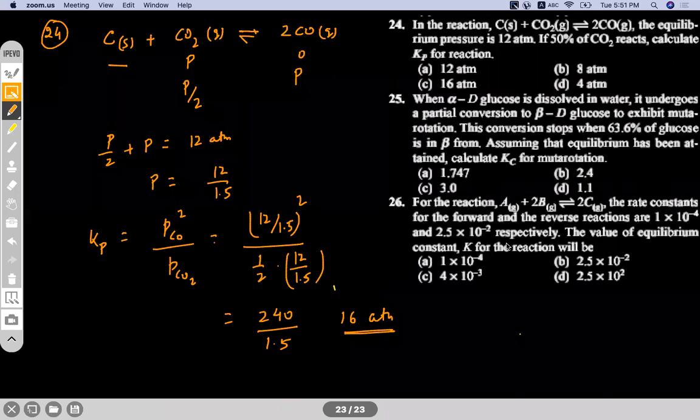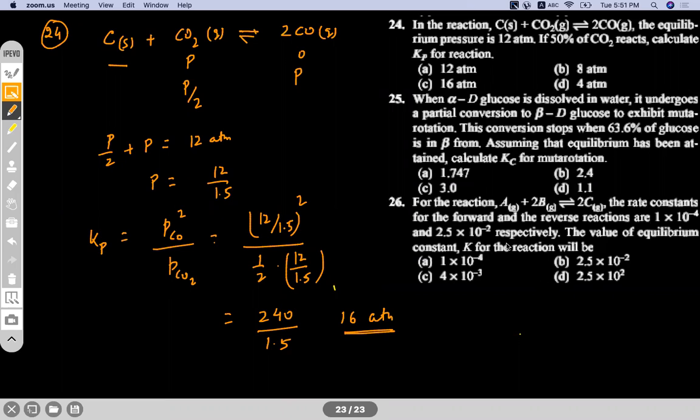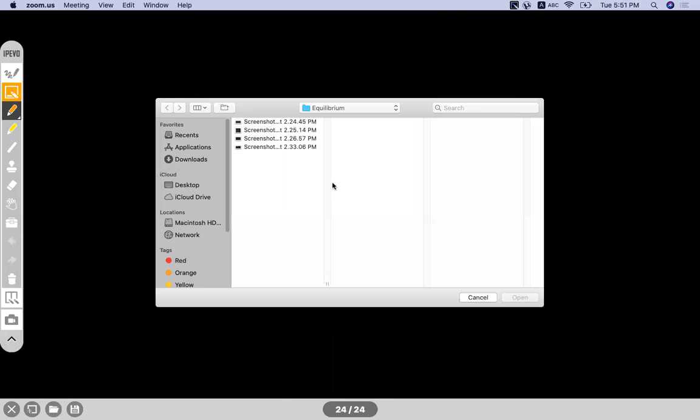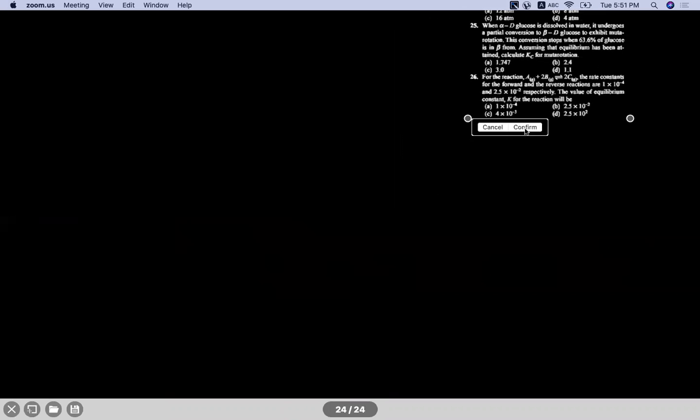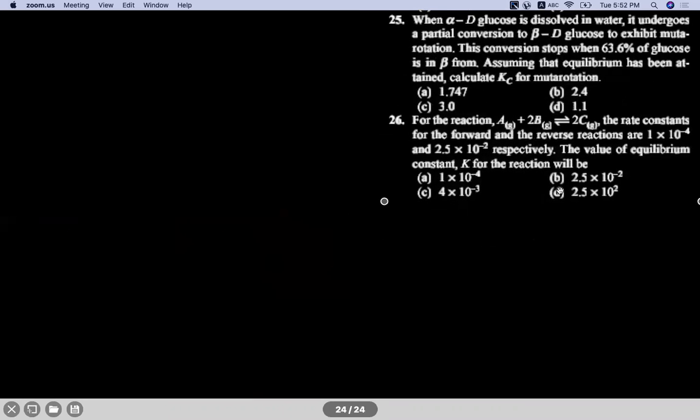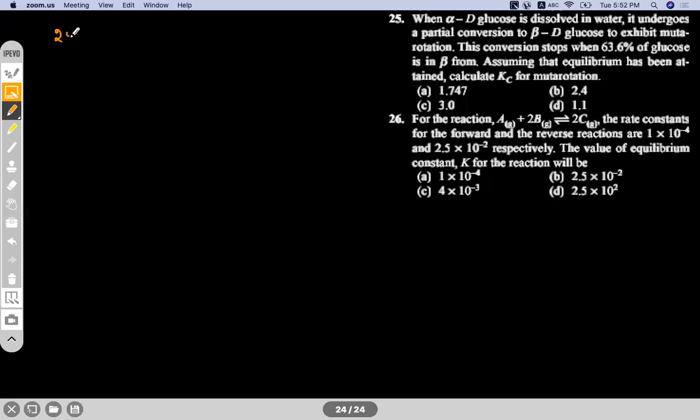Okay. Next question number 25. Question number 25, is it A? It is alpha D glucose converts into beta D glucose. Okay. Don't think about this term, mutarotation.